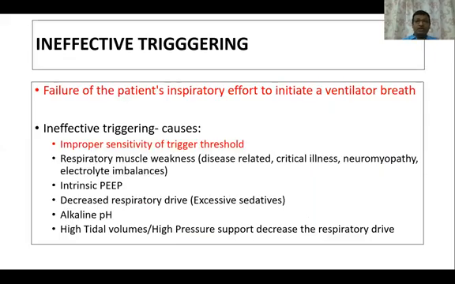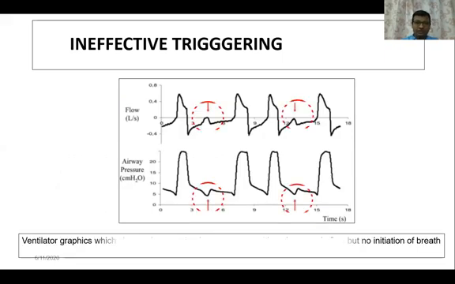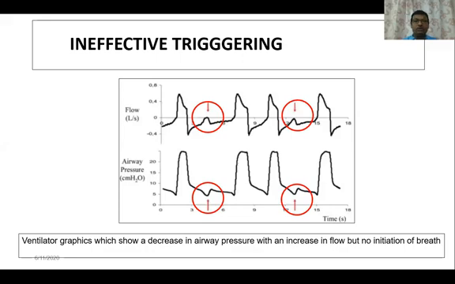So ineffective triggering is a failure of the patient's inspiratory effort to initiate a ventilator breath, and an important cause is improper trigger sensitivity. Now, if you see here, this is pressure support ventilation, and if you look at this particular breath, you can see there's patient triggering. You can make it out by a negative deflection, but if you look at the flow waveform, there is very little rise in the flow, and there is no initiation of the breath. So that is ineffective triggering.